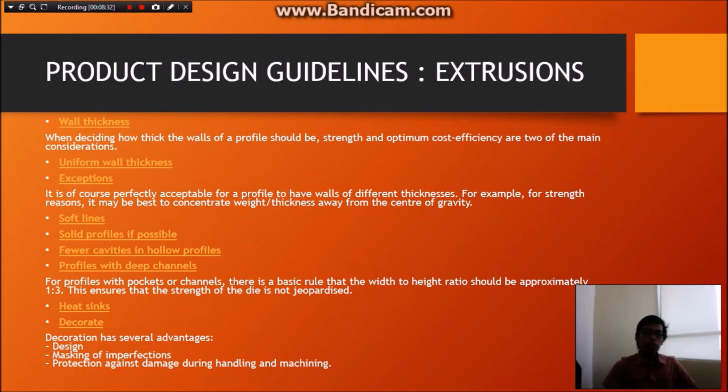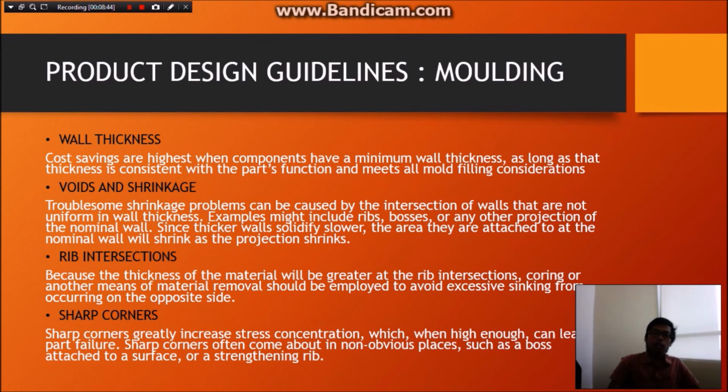Decoration has several advantages. The first, design. The second, masking for imperfection. Third, protection against damage during handling and machining. Okay, next, the guideline for molding. First, the wall thickness. Cost savings are highest when the component has the minimum wall thickness, as long as that thickness is consistent with part function and meets all mold filling considerations.